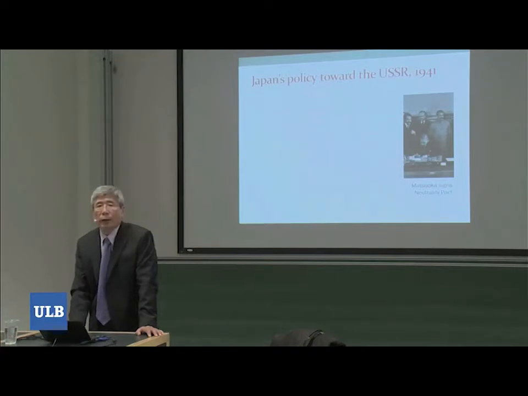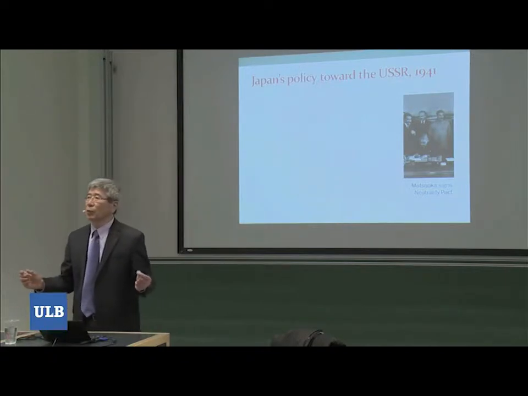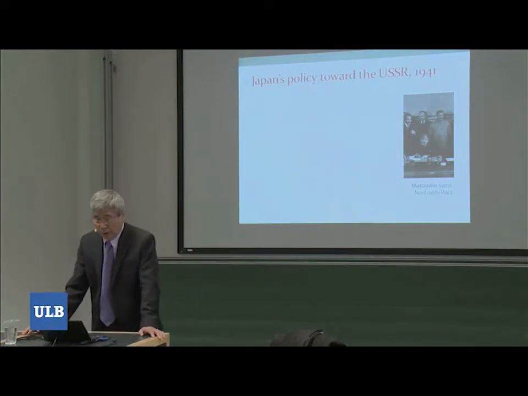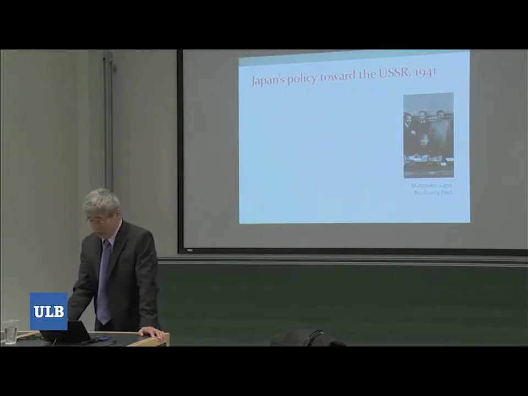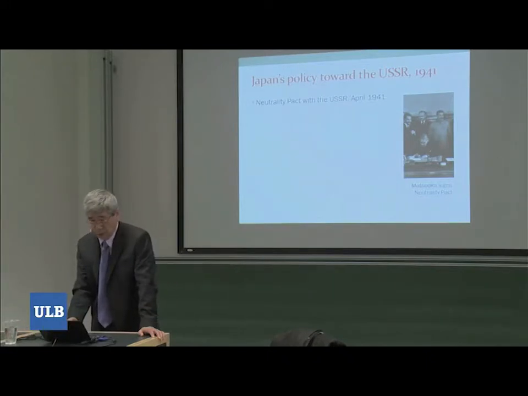I'm going to go back to 1941, when Japan and the Soviet Union had been arch enemies in Asia since the 1890s. Those were two competing imperialist powers, and they fought many wars. But in 1941, they concluded the Neutrality Pact. Japan concluded the Neutrality Pact with the USSR on April 26, 1941.